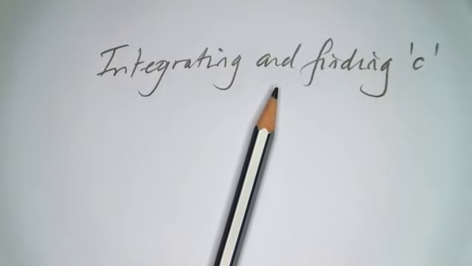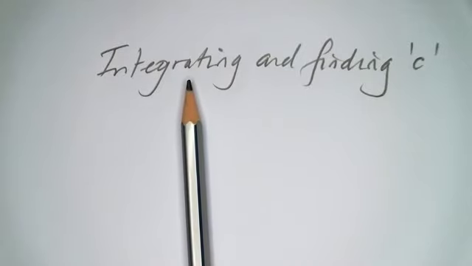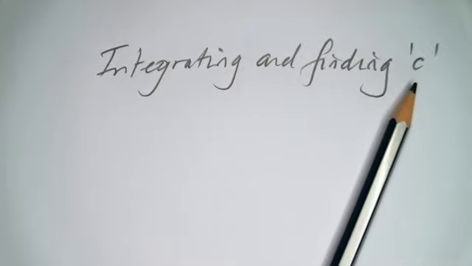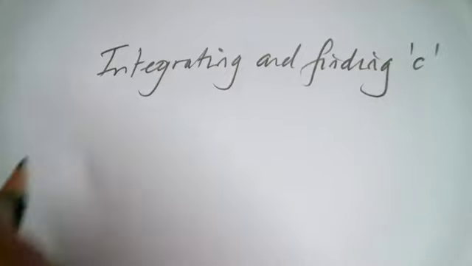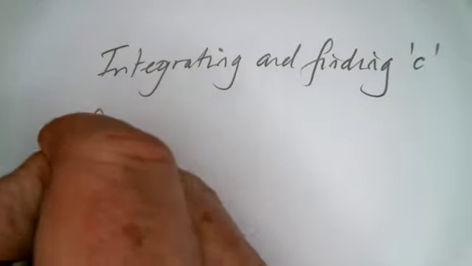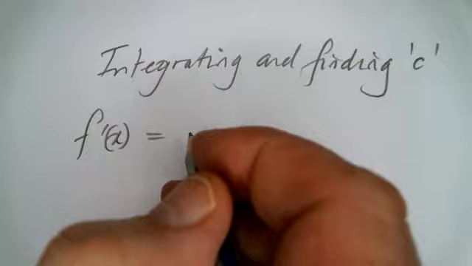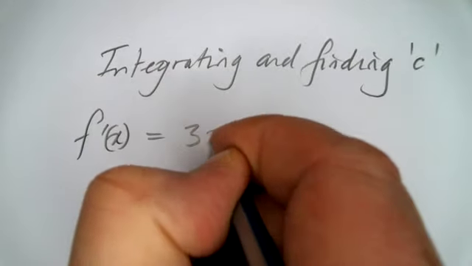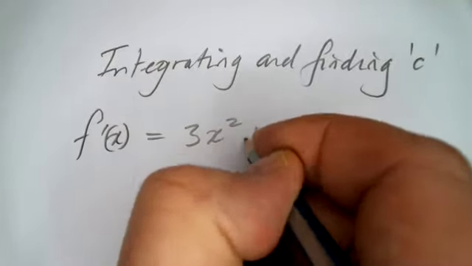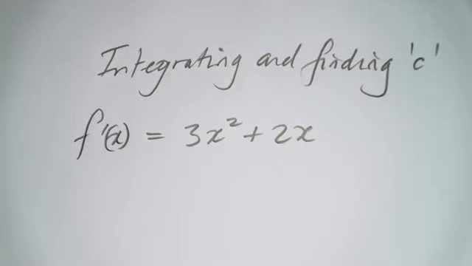Let's take a look at how to integrate and then find the c value in order to get back to the original equation. So let's imagine we look at a differential equation. Let's say that differential equation is f prime x is equal to, and I'll just make up something pretty easy here, 3x squared plus 2x. And that is my differential. That is, if you like, the gradient function.